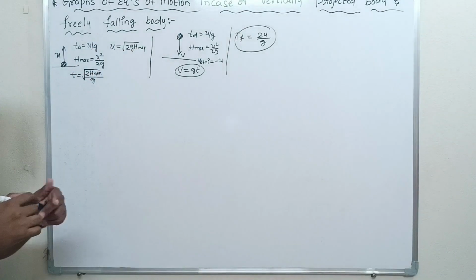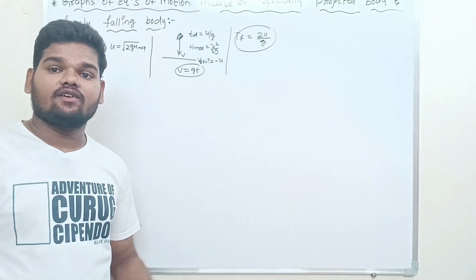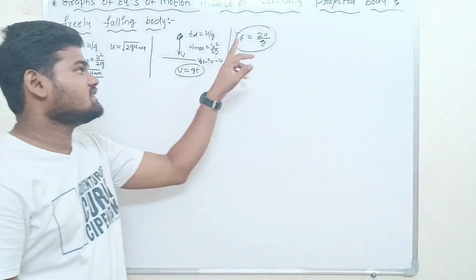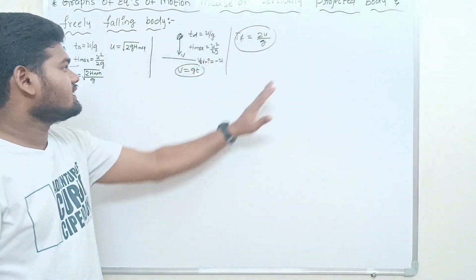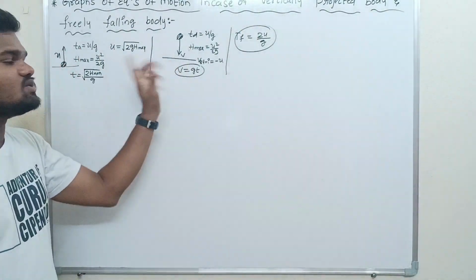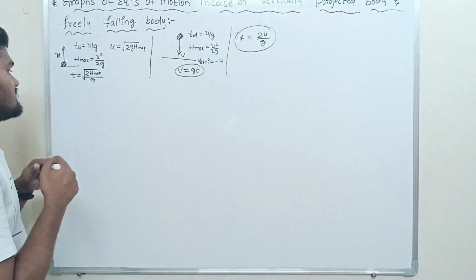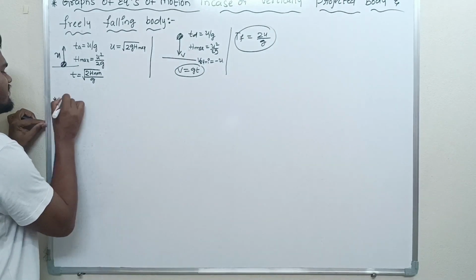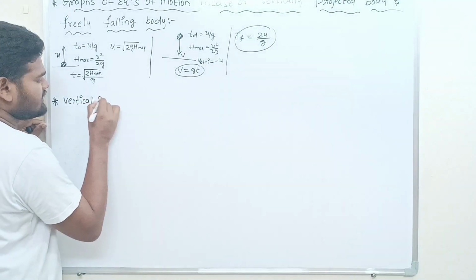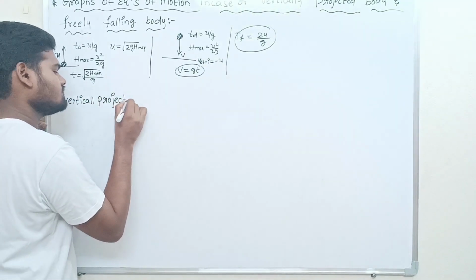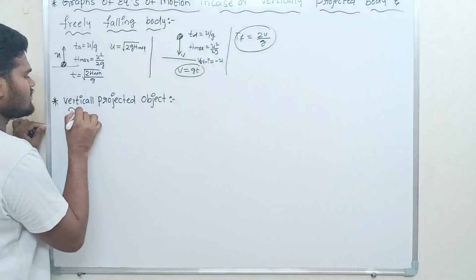The total time taken by the object to reach maximum height from the ground and towards the ground from maximum height, the sum of time of ascent plus time of descent, is called the time of flight. These are the equations we got in these two cases: vertically projected upward and a freely falling body. Are you getting it? I'm just going to draw the graphs for vertically projected body or object, whatever it is. Both are the same.